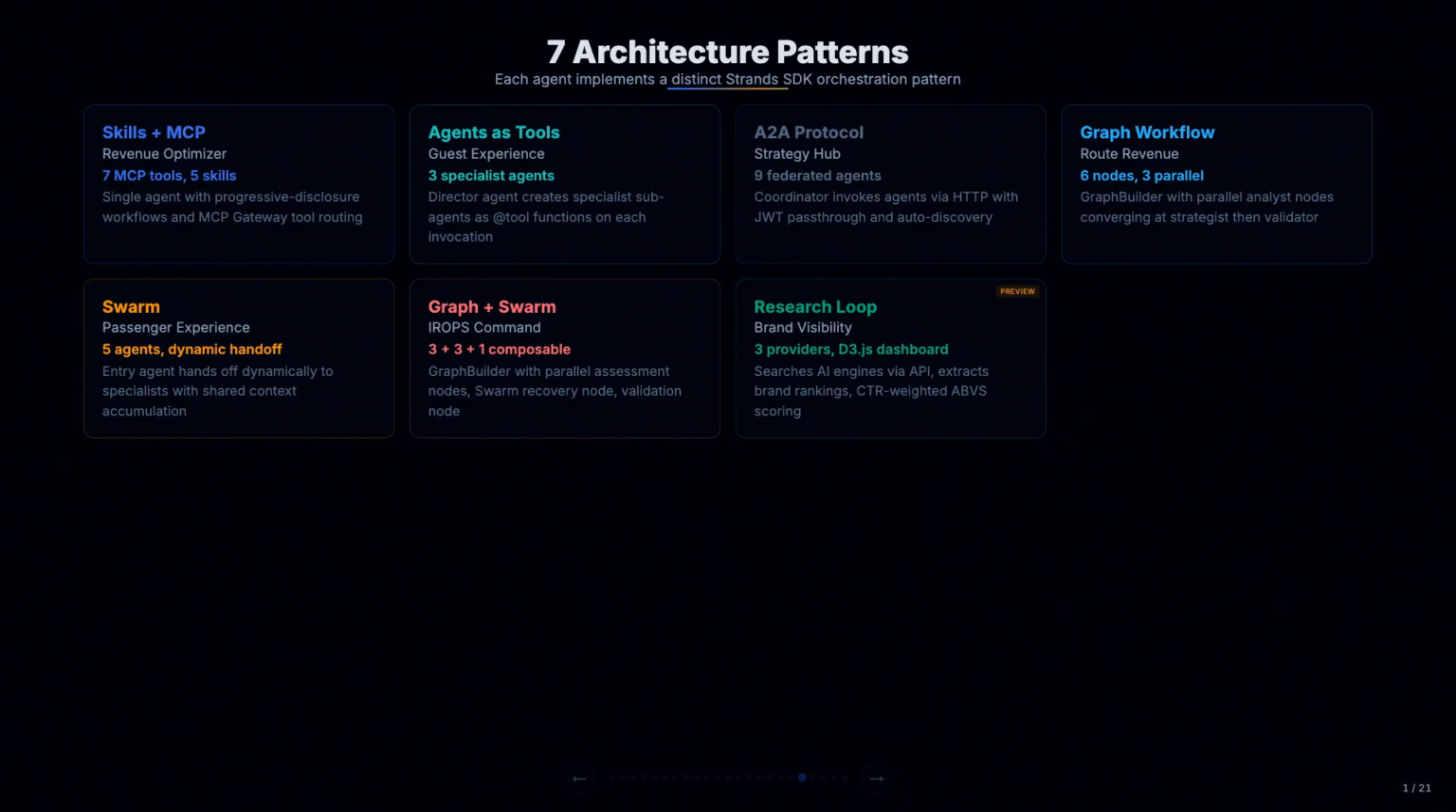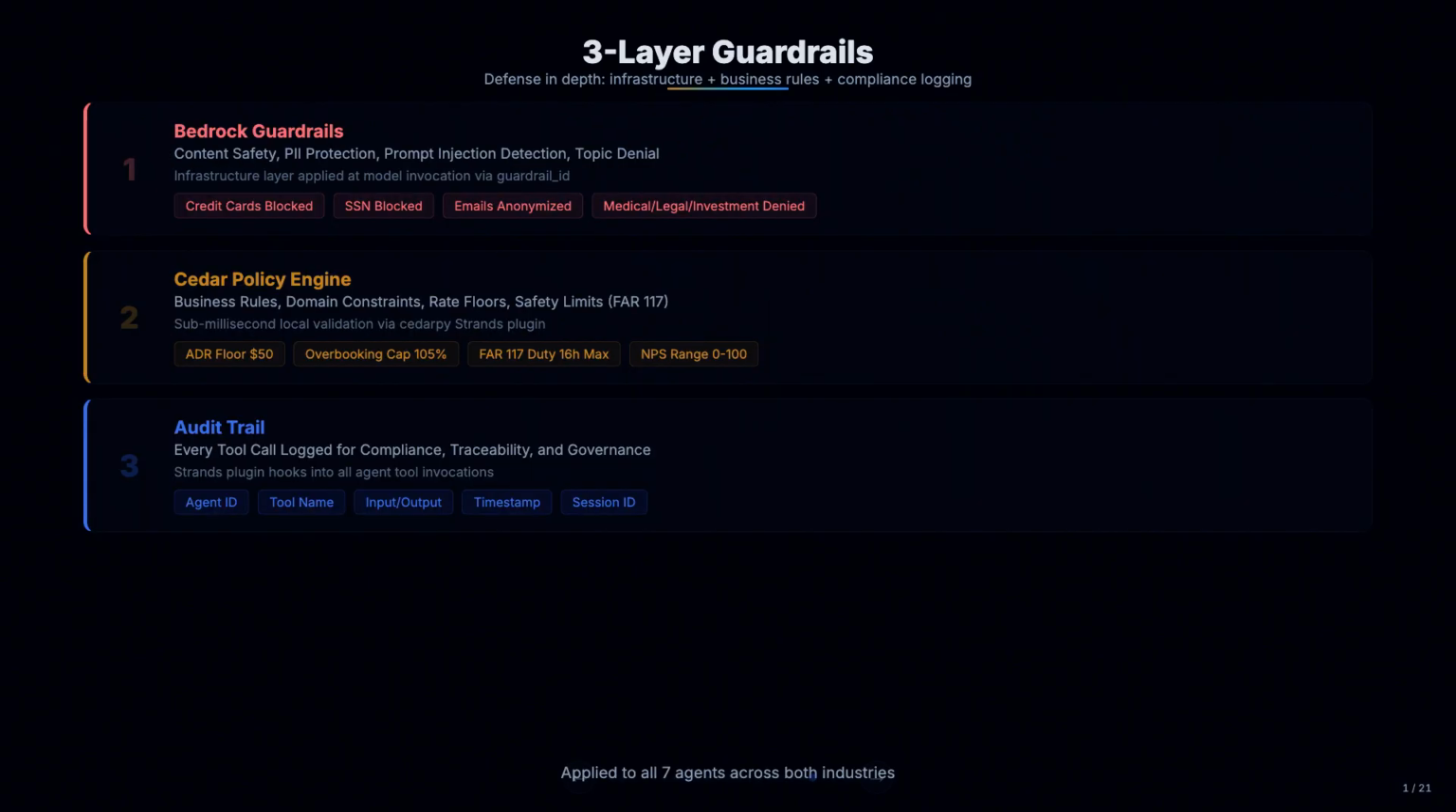Here's the full picture. 7 patterns, each honestly implemented, each solving a different orchestration challenge. From a single agent with skills to agents as tools, A2A Federation, the research loop, Graph workflows, swarms, and the composable Graph plus Swarm hybrid. The point is not that one pattern is better. It is that real enterprise problems require different patterns, and AgentCore plus Strands gives you the flexibility to choose the right one.